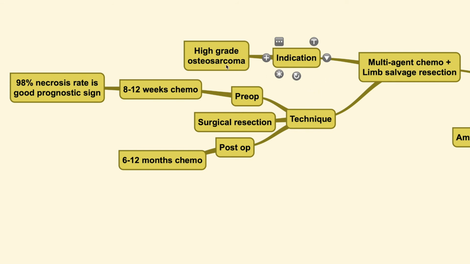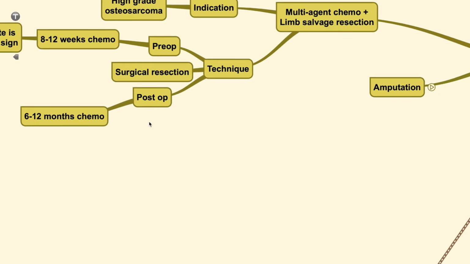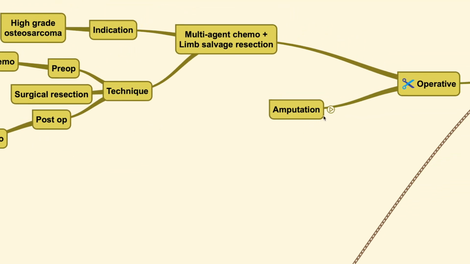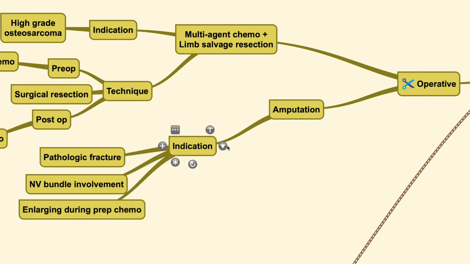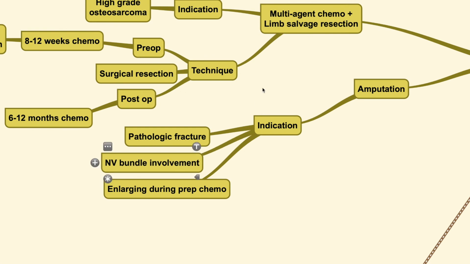And these are usually indicated in high-grade sarcoma with pre-op chemotherapy, or also known as the neoadjuvant chemotherapy, followed by the surgical resection and ended with a post-op chemotherapy, also known as the adjuvant chemotherapy. As you can see here, the higher the necrosis rate, the better the prognosis sign. Last treatment option should be amputation, because amputation is devastating and most centers nowadays would prefer to do limb salvage whenever possible.